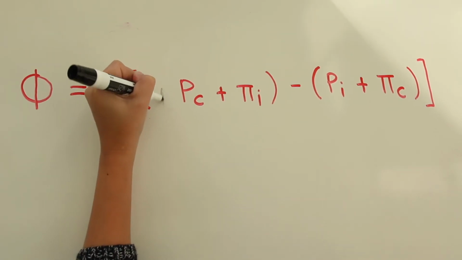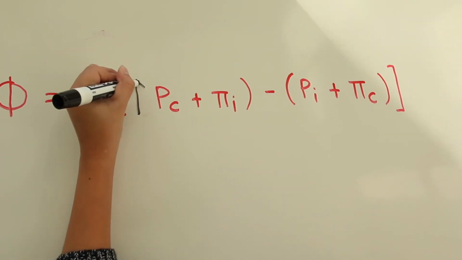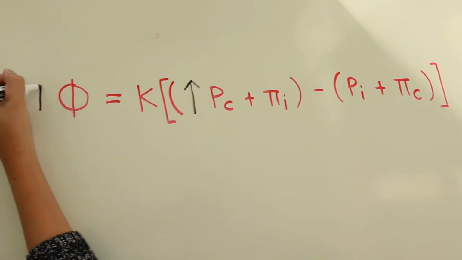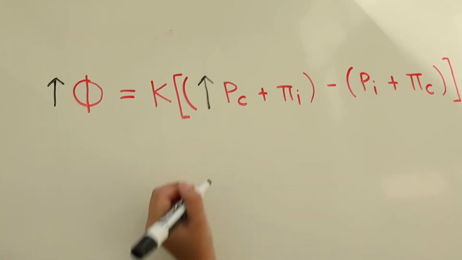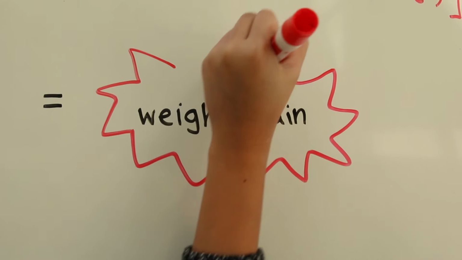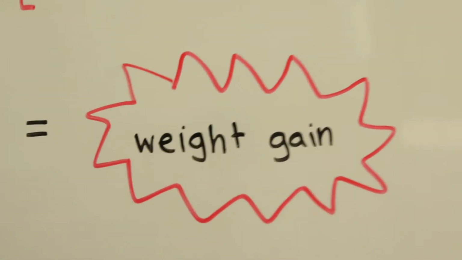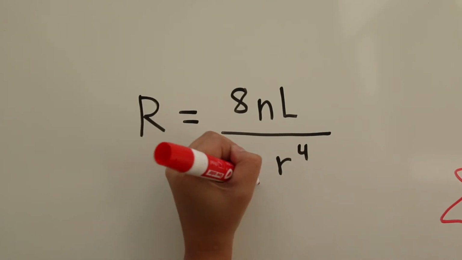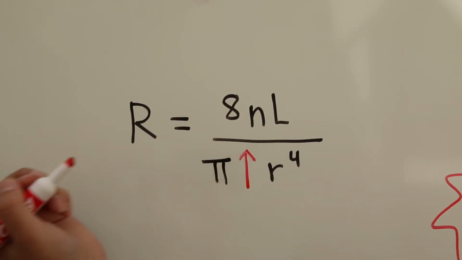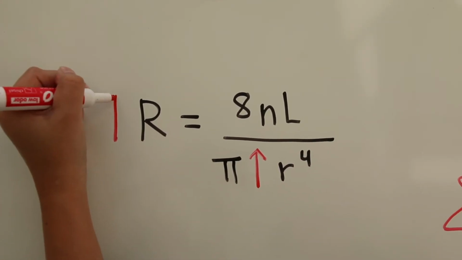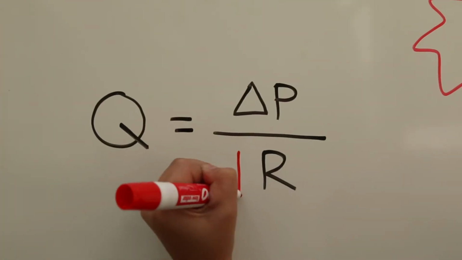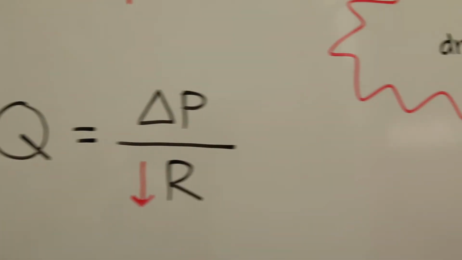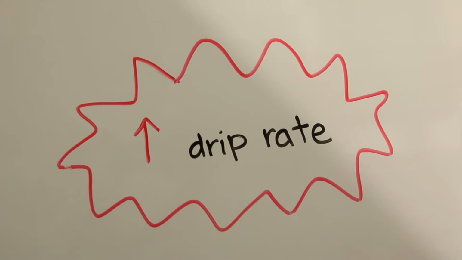Because histamine causes vasodilation, more fluid can flow through the blood vessels and increase the capillary blood pressure. This causes flux to increase. This means that net water flow is out of the capillaries, resulting in weight gain or an increase in the change in weight rate. Additionally, vasodilation of arterioles causes the radius of the arterioles to increase. This causes resistance to decrease. From Ohm's law, a decrease in resistance causes an increase in flow, resulting in a higher drip rate.